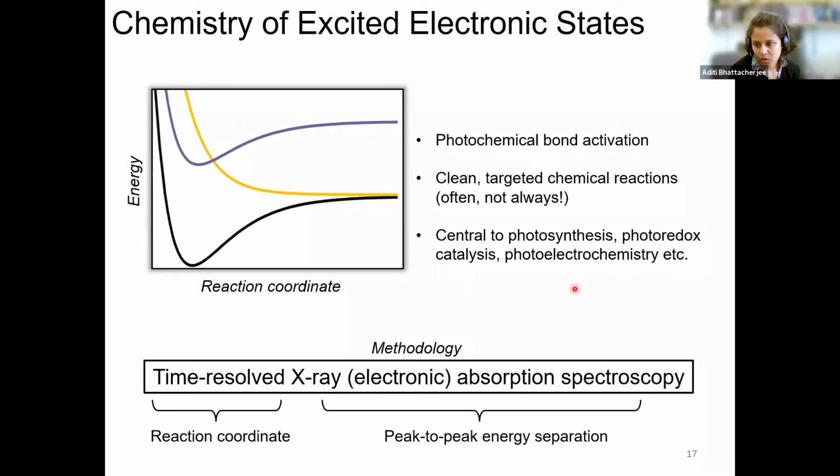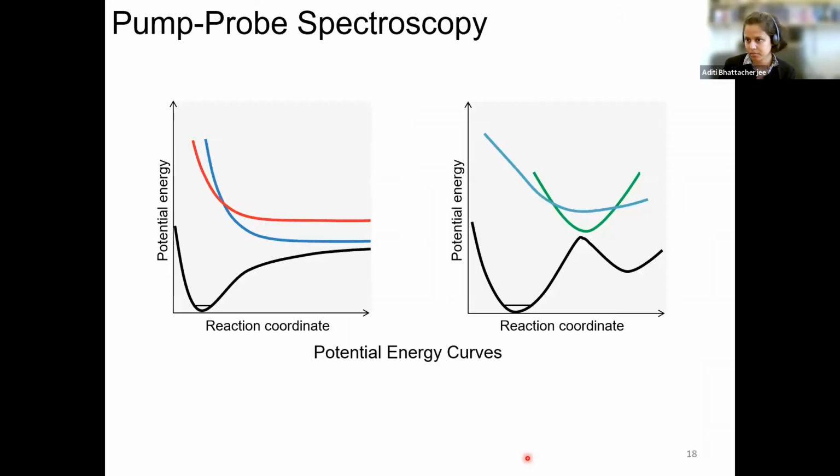For the talk today, I'm going to focus on time-resolved X-ray absorption spectroscopy as the methodology, where the time delay between the pump and probe pulses will map out the reaction coordinate. And the X-ray absorption spectroscopy will inform the peak-to-peak energy separation. And so, by following the position of the peaks in the near edge part of the spectrum, one can infer the changes in the valence electronic structure in the chemical reaction.